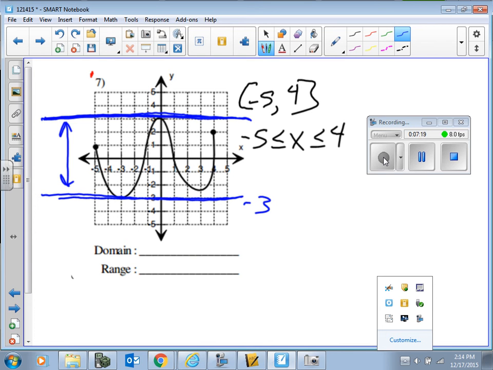Okay, you can write it as -3 ≤ y ≤ 3, y all the way up to 3. So either one will work. And let's do the last one.